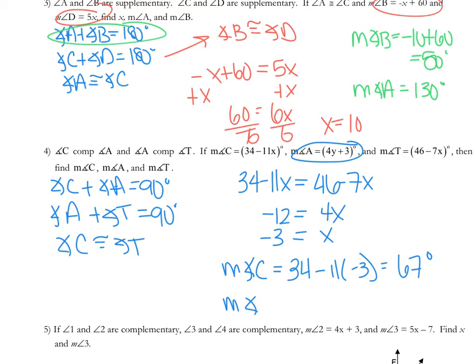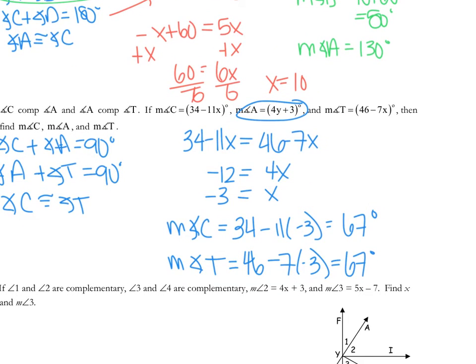Remember that the measure of angle C and the measure of angle T is supposed to be congruent because they are complementary to the same angle. And sure enough, that equals 67 degrees. And then the problem still wanted us to find the measure of angle A. Well, both of these angles are complementary to angle A, so 90 minus 67 gives me 23 degrees.